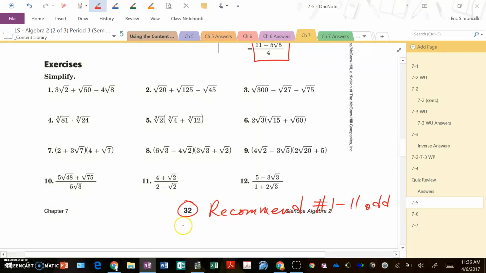In class tomorrow, we will be finishing all remaining problems. This should conclude section 7.5, and tomorrow will be a nice recap of everything we've been doing in this section.